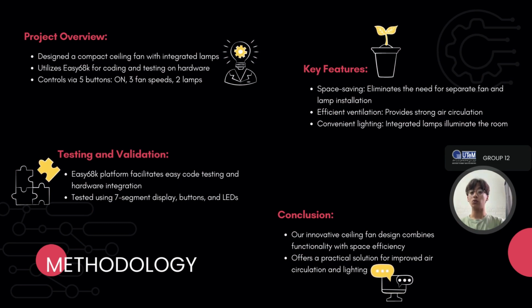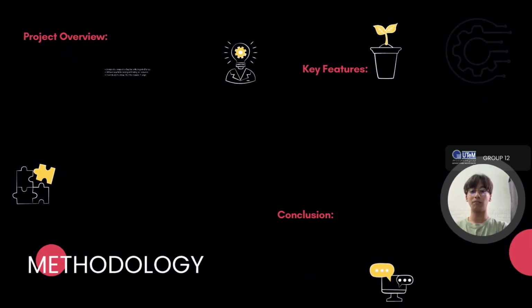So moving on to the third one, which is the testing and validation. In testing and validation, we use the EASy68K platform to facilitate easy coding, testing and hardware integration. And the testing uses a 7-segment display, buttons and LEDs. So the conclusion for our methodology is to innovate ceiling fan design, combining functionality with space efficiency, and it offers a practical solution for improved air circulation and lighting. So that is the methodology for our project.